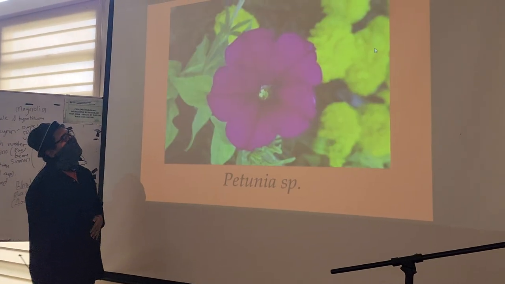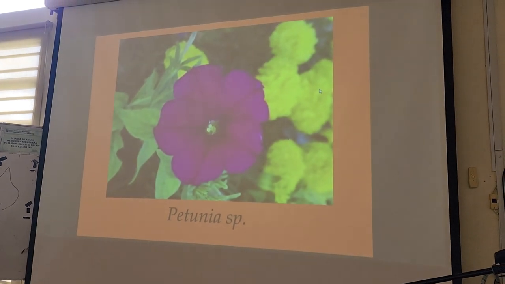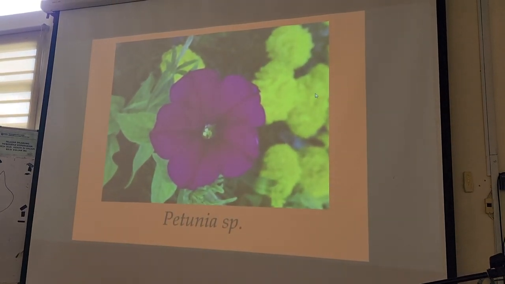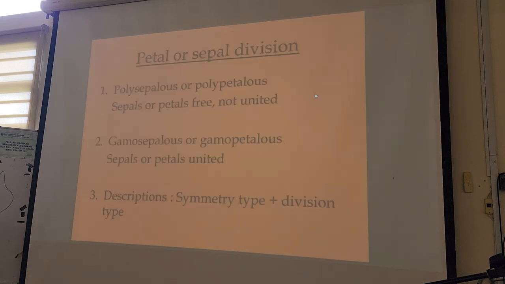Right. Okay, next. Petunia. That's a good example. We have lots of petunia. Putrajaya banyak ada petunia. They hang them on the lamp posts, tiang-tiang lampu Putrajaya. Banyak orang gantung pokok petunia. Okay, go on.